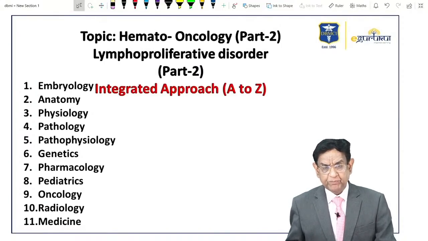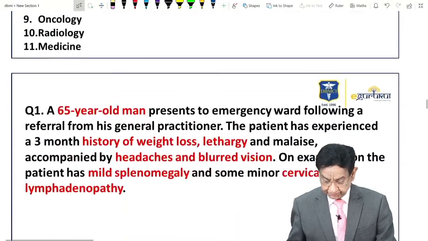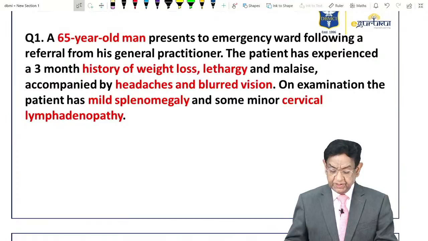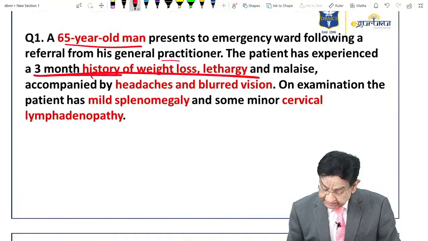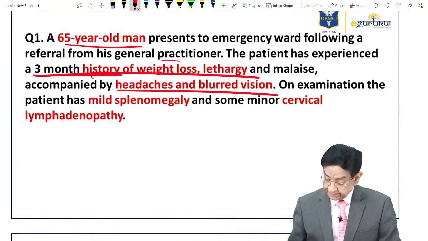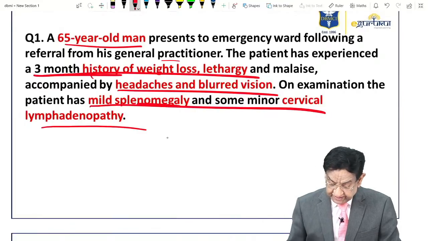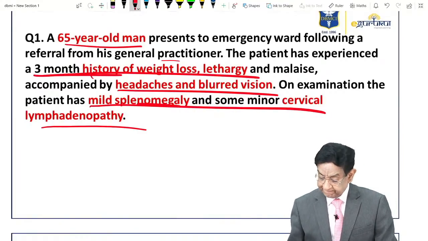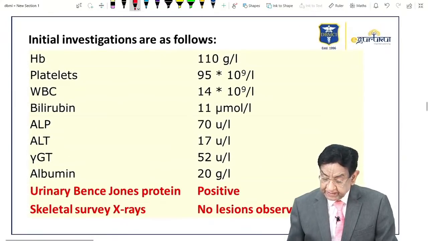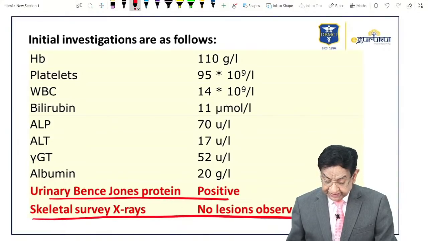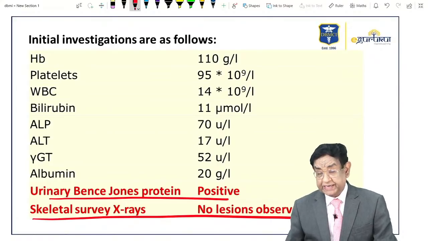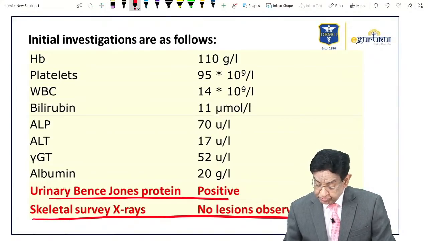Part 2, lymphoproliferative disorder. We are getting a 65-year-old man, and he has been referred by the general practitioner. Weight loss for 3 months, lethargy, headache, blurred vision, splenomegaly, and lymphadenopathy. In investigation, you are getting Bence Jones protein, yes, skeletal survey, no lytic lesion. Well, Bence Jones protein is positive.